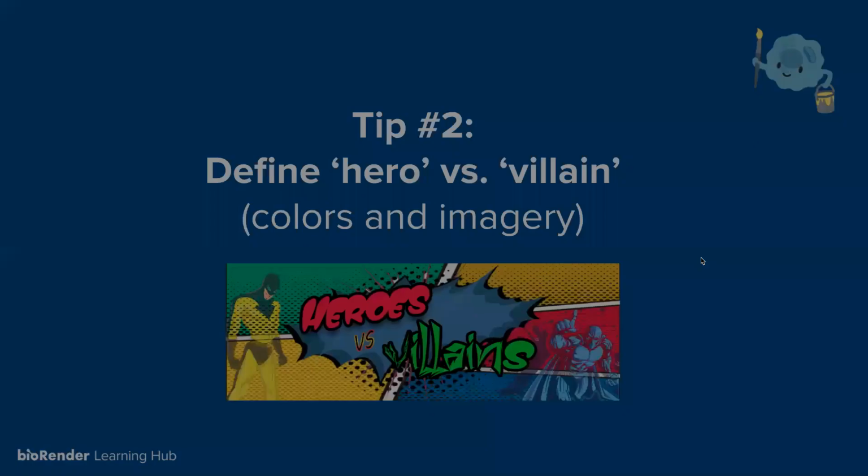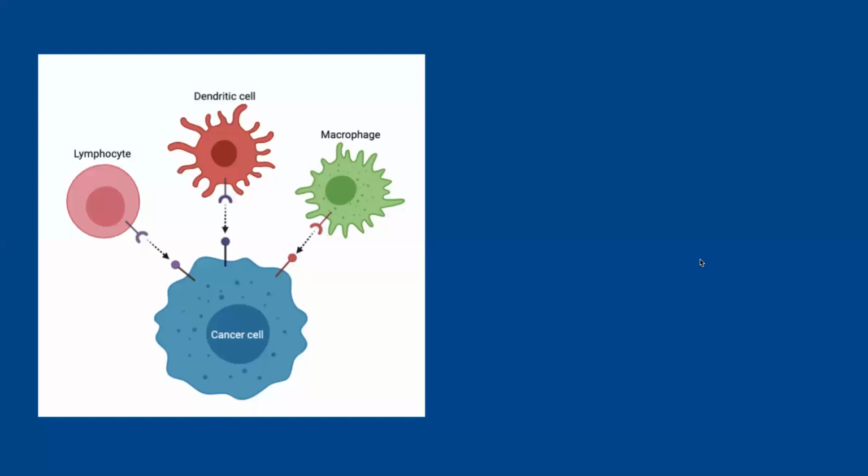And I'll explain why. Here's a pretty common image if you work in maybe immuno-oncology or immunology or cancer biology of several different leukocytes, lymphocytes, dendritic cells, macrophages, attacking a cancer cell. So this is great. On first glance, however, if you didn't have labels and you didn't know the science, it's probably pretty scary looking.